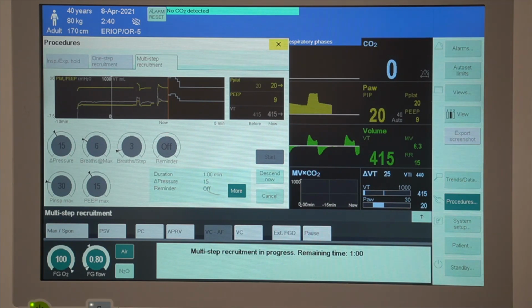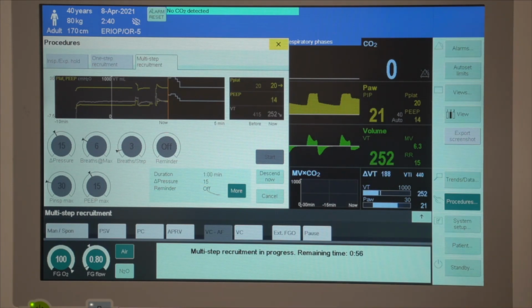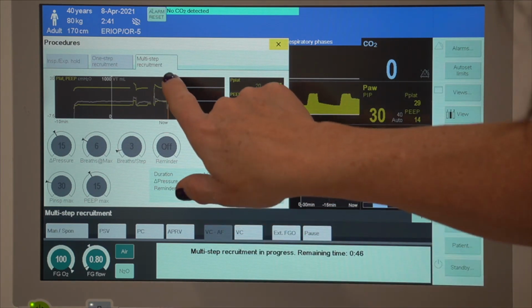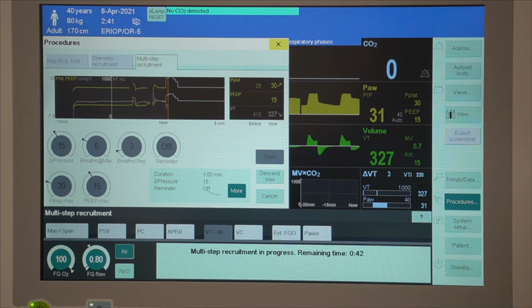If required, once the procedure has started, it is possible to either cancel or ask it to descend now if the patient is reacting in a negative manner. The traditional way to find optimal PEEP is to look where the dynamic compliance has gone up and the PEEP has dropped off. This can then be used for the patient once the recruitment manoeuvre has been finished.